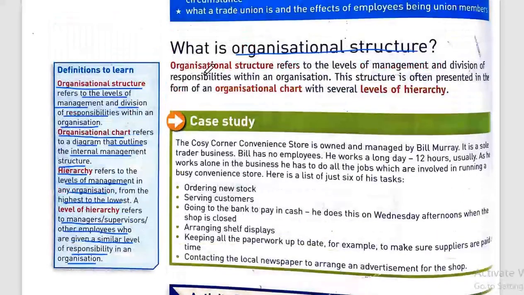So here, organizational structure refers to the levels of management and division of responsibilities. As we just saw, the structure is often presented in the form of an organizational chart, and this chart looks like a hierarchy, and in this hierarchy there are different levels from the highest level all the way to the lowest level.